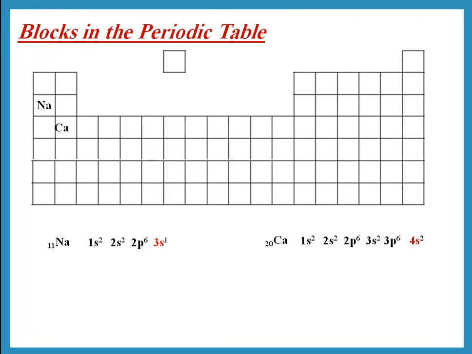And that means that if we sit down and do all the ones in group 1, for example, or the ones in group 2, they all end up with s. So group 1 and group 2 are called the s block.